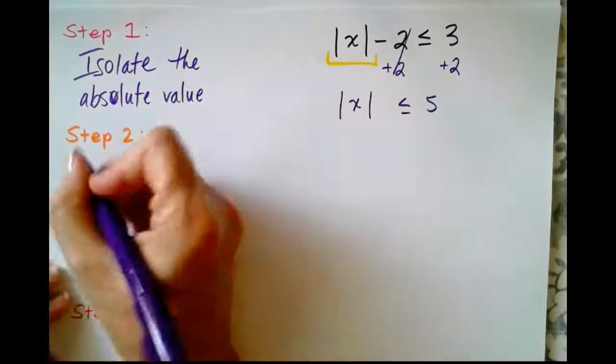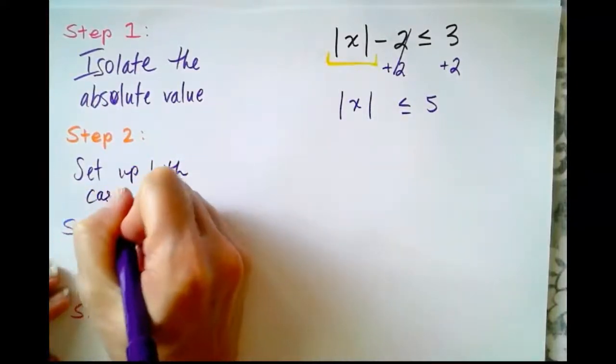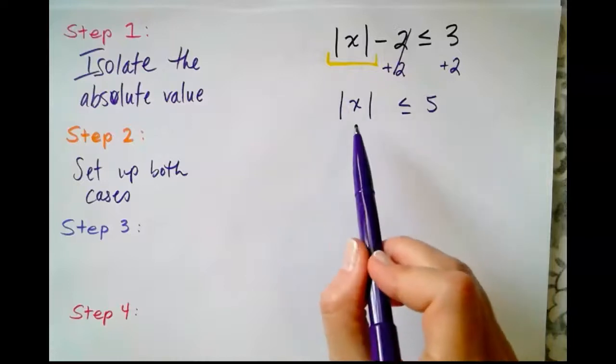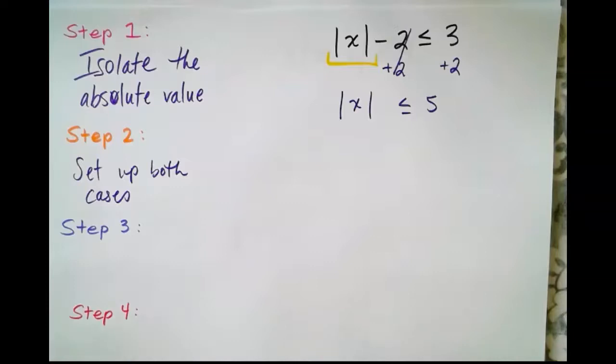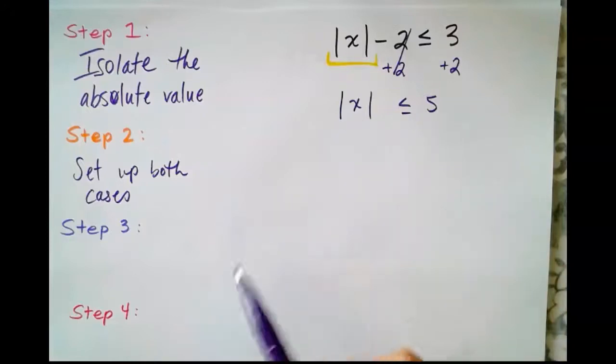Step 2 will be to set up both cases. Just like we did when we were solving absolute value equations, we're going to be setting up 2 cases. Now, think about what we learned in the last video. This is an absolute value of x is less than or equal to 5. So before we do anything else, can we just anticipate what some of our answers are going to be? One of our answers will obviously be 4. The absolute value of 4 is less than 5. Another one, 2. Another one, 1.